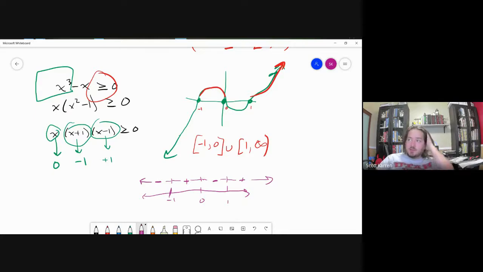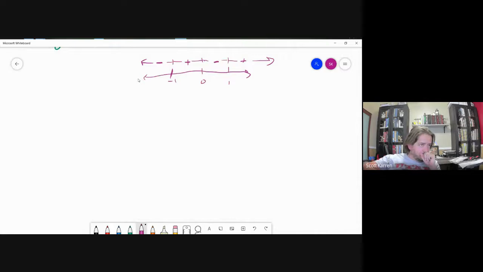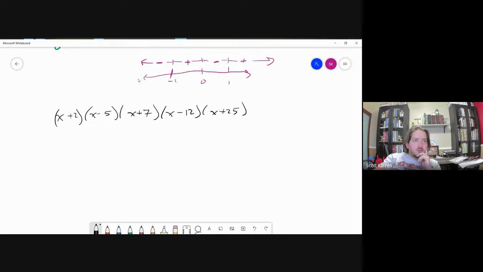So if I can put my zeros in spots, all I have to do is test numbers in between them, right? So let's take a look at doing that without having to draw out the entire graph. I'll give you something already factored here. If I have something like x plus 2 times x minus 5 times x plus 7 times x minus 12 times x plus 25, where is that less than or equal to 0?